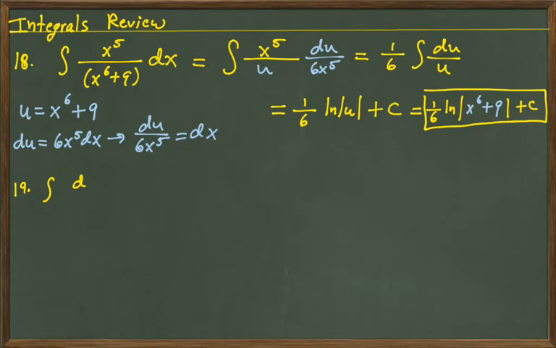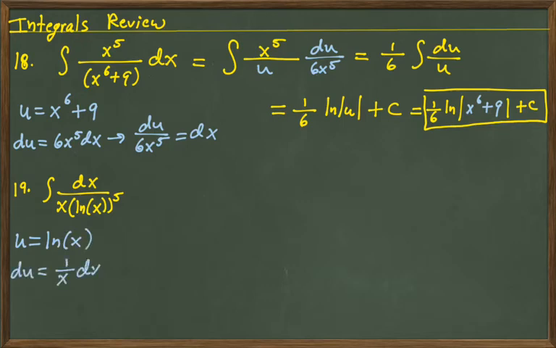Okay, number 19. We're going to take the integral of dx over x times the natural log of x to the 5th power. We know that the derivative of natural log of x is 1 over x, and that's exactly what we have there. We have x in the denominator, so let's go ahead and do that. u is equal to the natural log of x. du is equal to 1 over x dx. You can go ahead and solve for dx, and you have x du is equal to dx.